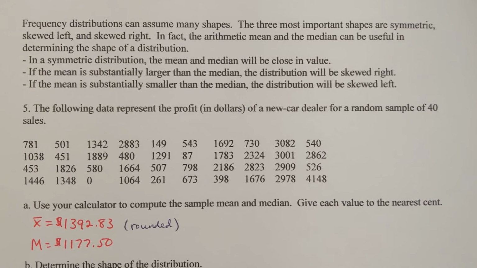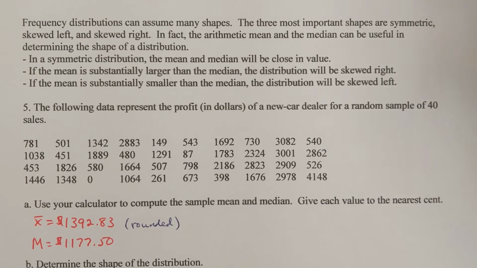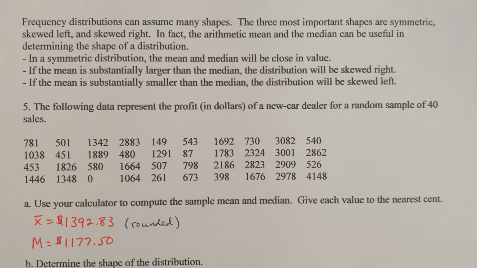On the next page, frequency distributions can assume many shapes. Three most important shapes are symmetric, skewed to the left, and skewed to the right. In fact, the arithmetic mean and median can be useful in determining the shape of the distribution.